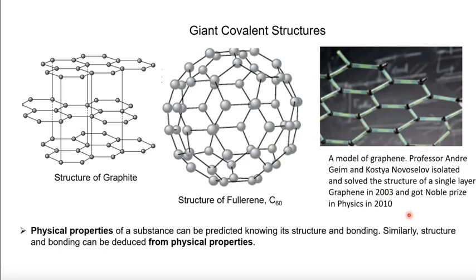So far we have been discussing structure and bonding. We can see that if we know the structure and bonding, we can predict the physical properties, or if we know the physical properties, we can also predict the structure and bonding of covalent molecules. This is all about the bonding and structure of the A-level syllabus.